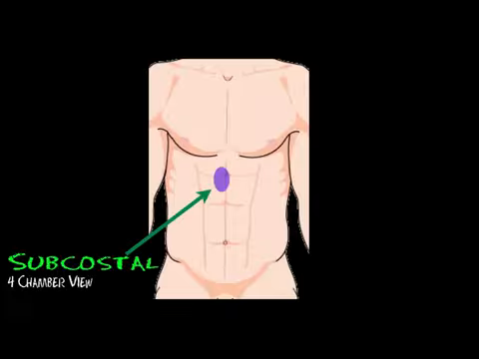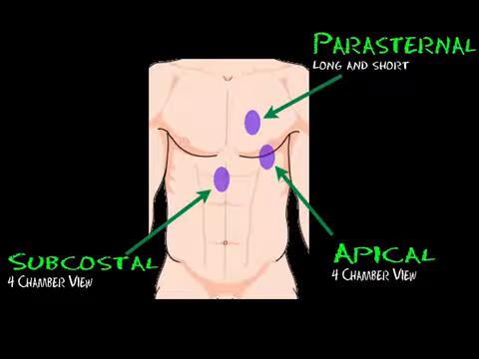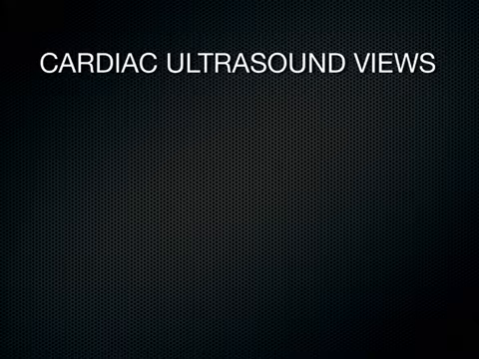Where do we put the probe? Well, there's the subcostal 4-chamber view that we're very used to, as well as the parasternal long axis that we're very used to from cardiology and the trauma exam. But the parasternal short axis and the apical 4-chamber are something we're definitely going to want to focus on in this lecture as well.